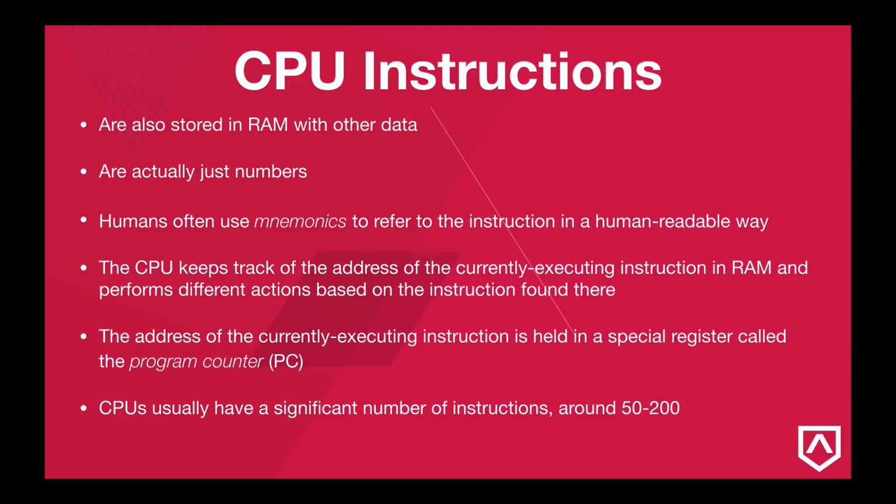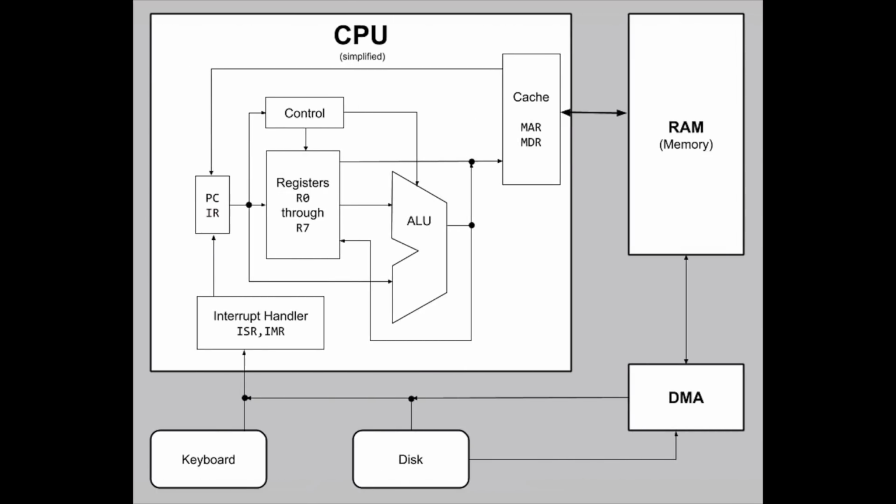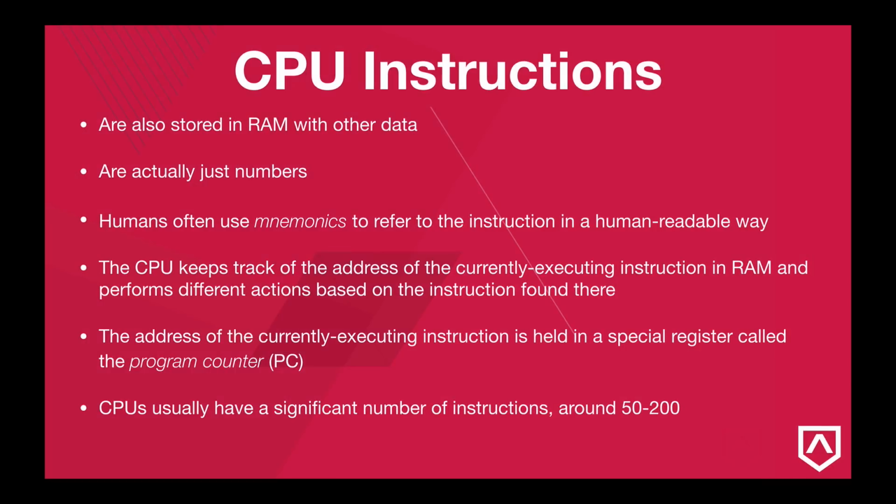So the PC is the address of the currently executing instruction. That means it's the index into the memory array of the currently executing instruction. And so when we're doing work, we go into RAM at whatever address is in the PC, which is here. We pull that instruction out of RAM and we decide what to do. And then the PC goes to the next instruction. We pull that instruction out.